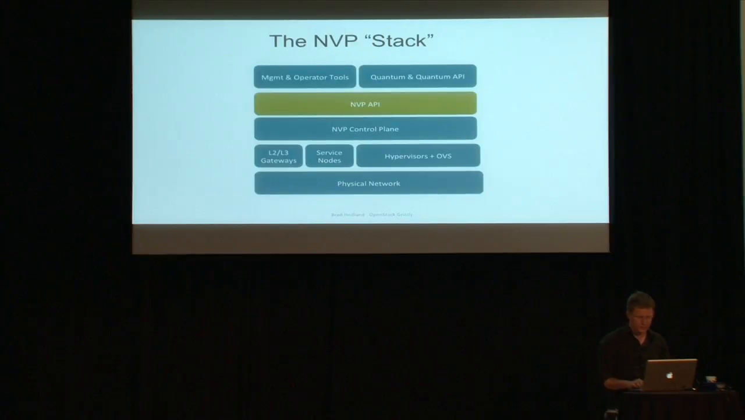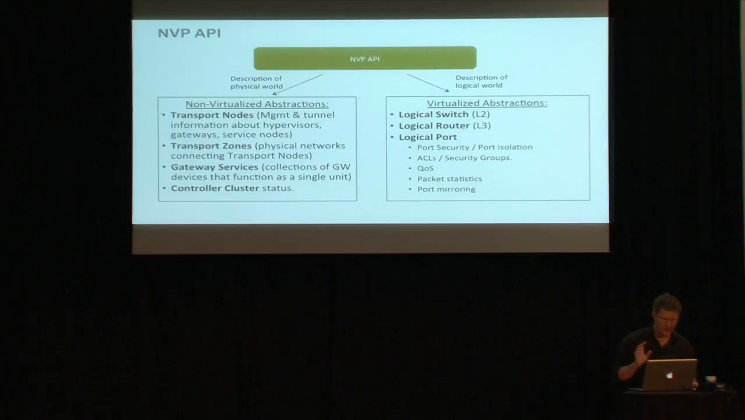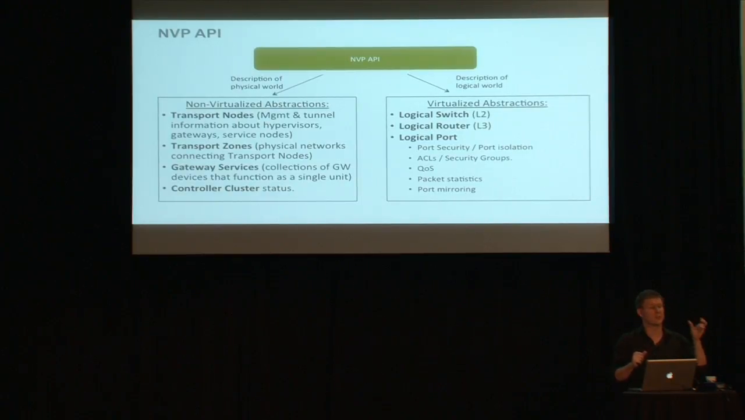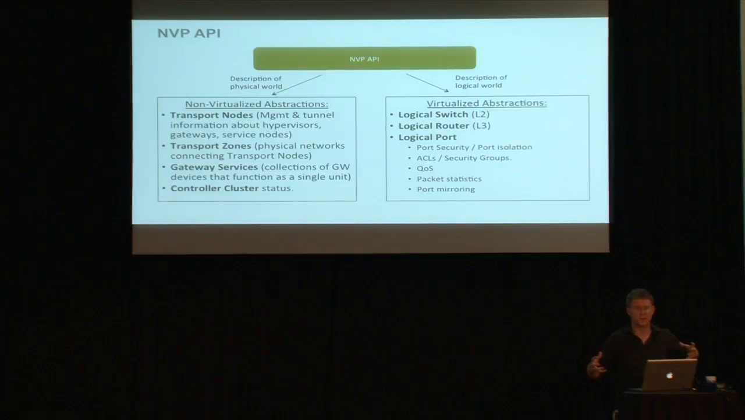Okay, moving up a little further in the stack. This is detail that I'm not going to go into, but the slides will be posted, so you'll be able to look at it there. Think of the MVP API as having two big chunks. One describes the physical world. This is the information that the controller needs to know to decide who's going to tunnel to who, what IP addresses those tunnels use, how to do its HA policies, et cetera. The second one is the virtualized abstractions. These are essentially what Quantum uses to create these logical topologies for tenants.